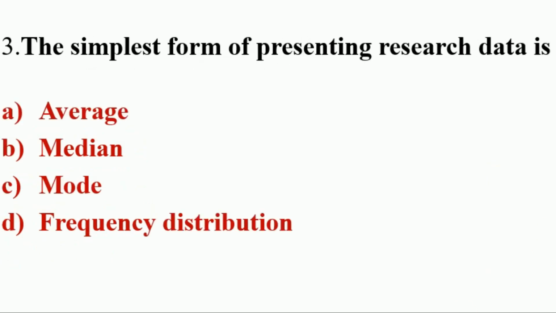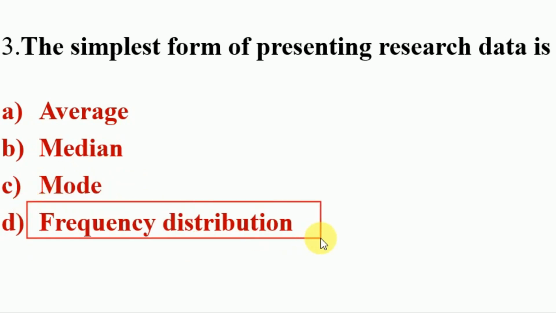Next question. The simplest form of presenting research data is options A. Average, B. Median, C. Mode, D. Frequency distribution. Answer is D. Frequency distribution. So the simplest form of presenting research data is frequency distribution.